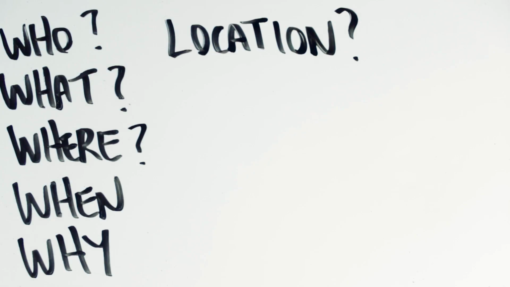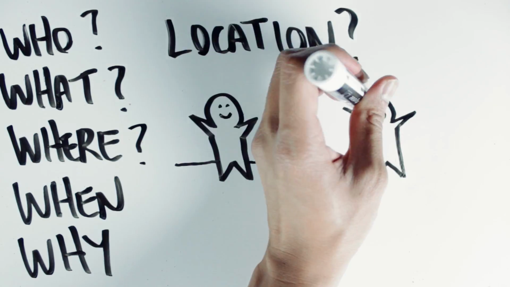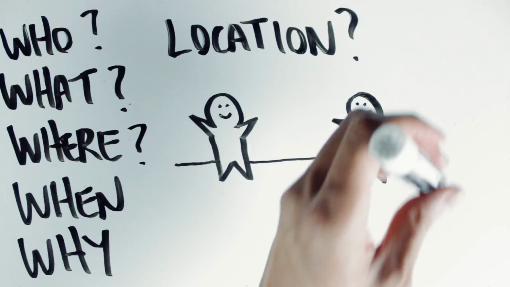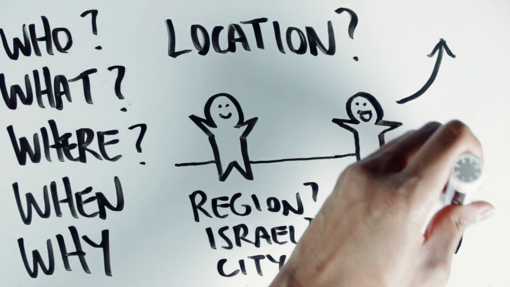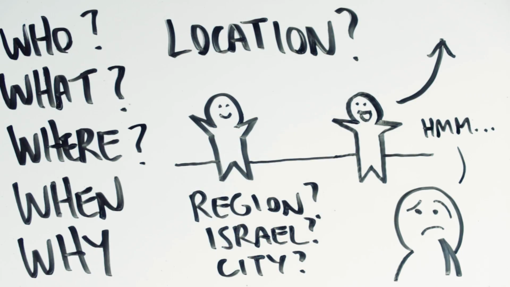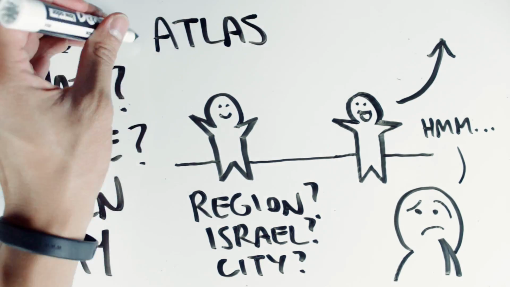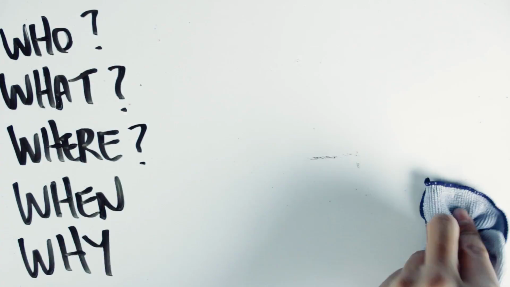After the what question, you ask the where question. Where are the events taking place? What region? Where in Israel? What city? Are the characters traveling anywhere? What do you know about the places that are mentioned? If you need help answering these questions, you can always check out an atlas or study Bibles that have maps.